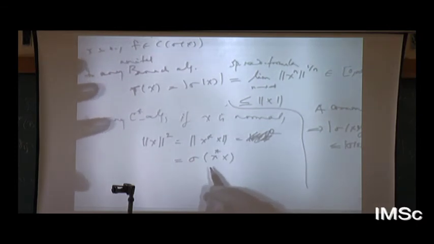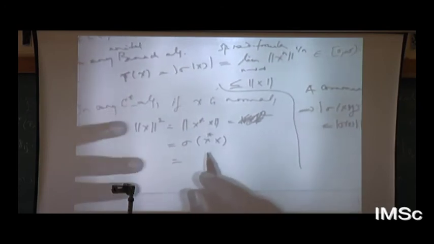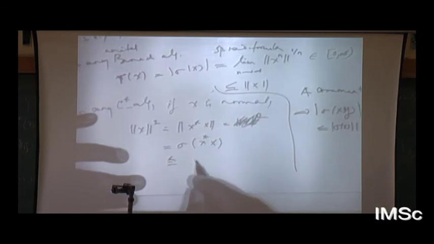We know this for self-adjoint x. But if x is normal, then by what I know, this is less than or equal to mod sigma x star. But clearly mod sigma x star is equal to mod sigma x. And this is less than or equal to norm x squared. We know that.